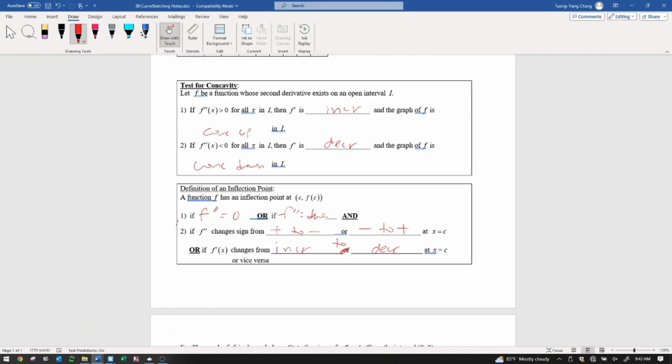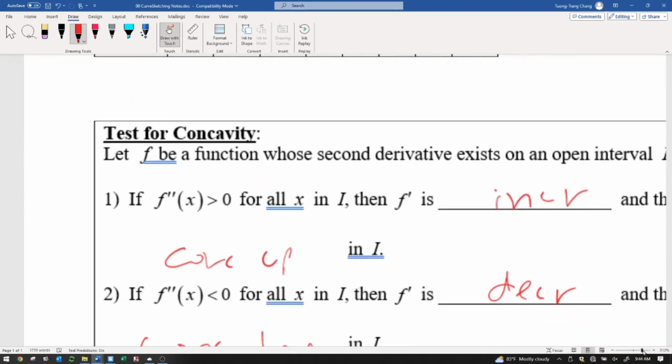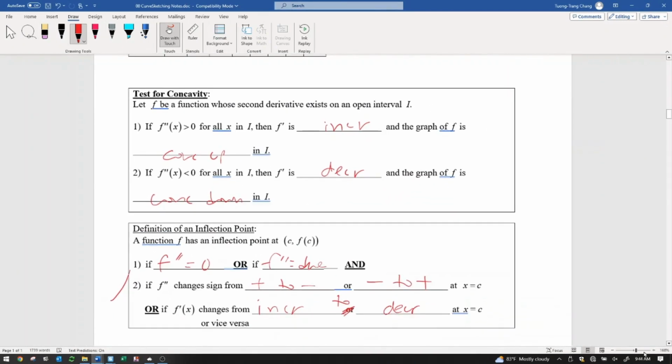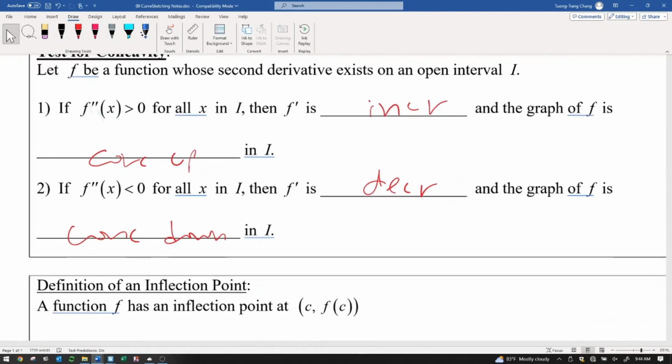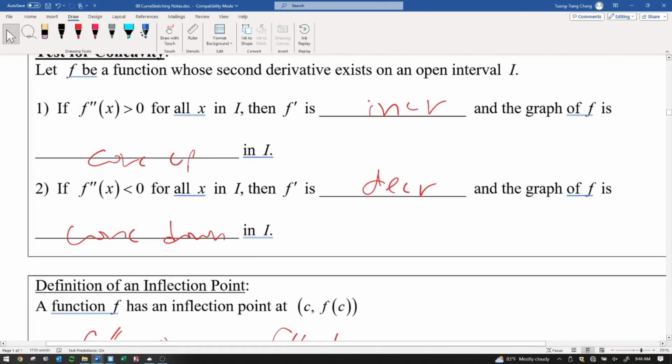Okay, but you have this thing called test for concavity. I'm going to try to make this bigger so you can see it. Can you guys fill in the blanks on your notes? Here it is. This first blank is increasing, and then this blank is concave up. And then this blank is decreasing, and this is concave down. You guys got that? Okay.